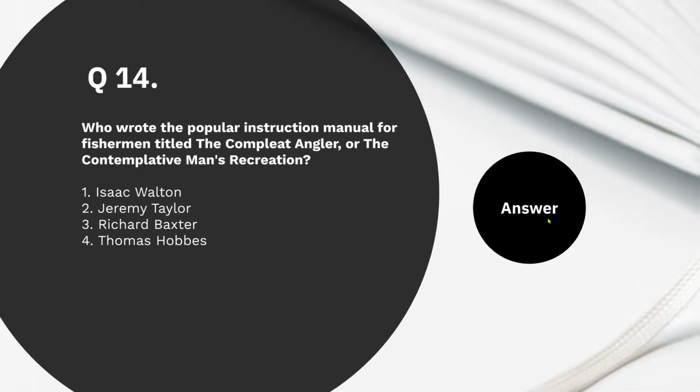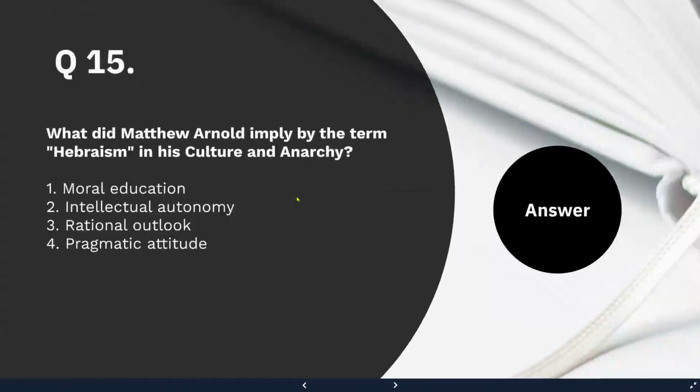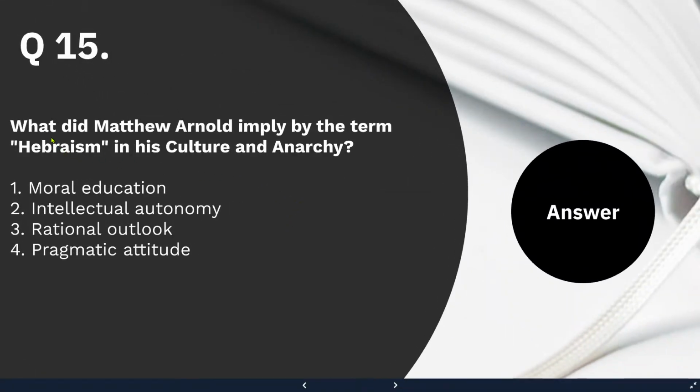And again, another question we have. We were in 14th, right? Yes. Now, question number 15. We have the question, what did Matthew Arnold imply by the term Hebraism in his Culture and Anarchy? So, anyone, if you know the answer, you just write in the comment. Moral education, intellectual autonomy, rational outlook, pragmatic attitude. Tell me, which one do you think is closely associated with this question or the correct answer?